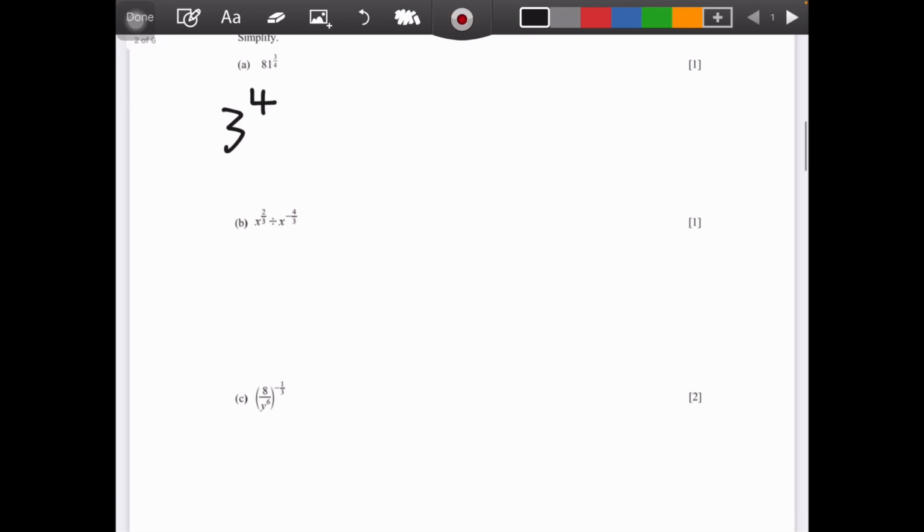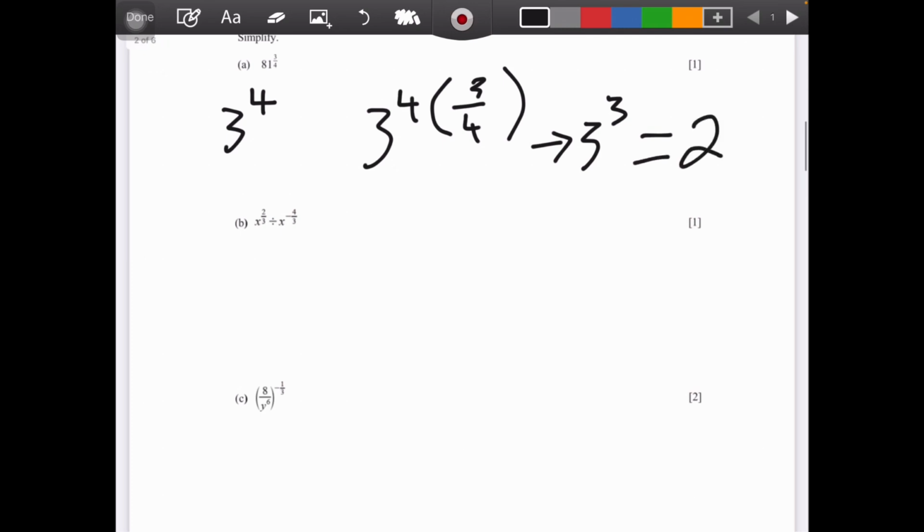So once we rewrite 81 as 3 to the power of 4, we could say 3 to the power of 4 multiplied by 3 over 4. This simplifies to 3 to the power of 3, which, like we said before, is equal to 27.